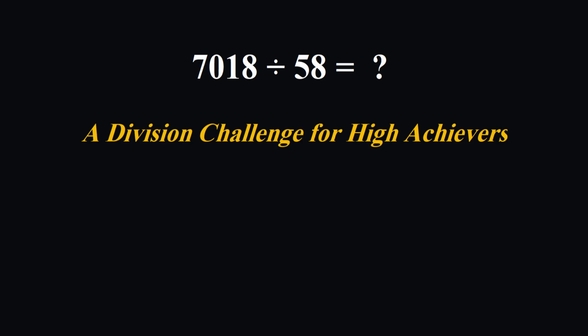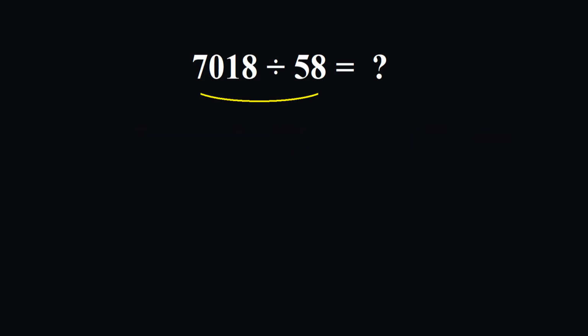What's going on in this clip? We want to calculate 7,018 divided by 58. To do this, we change this horizontal division sentence into the standard algorithm.